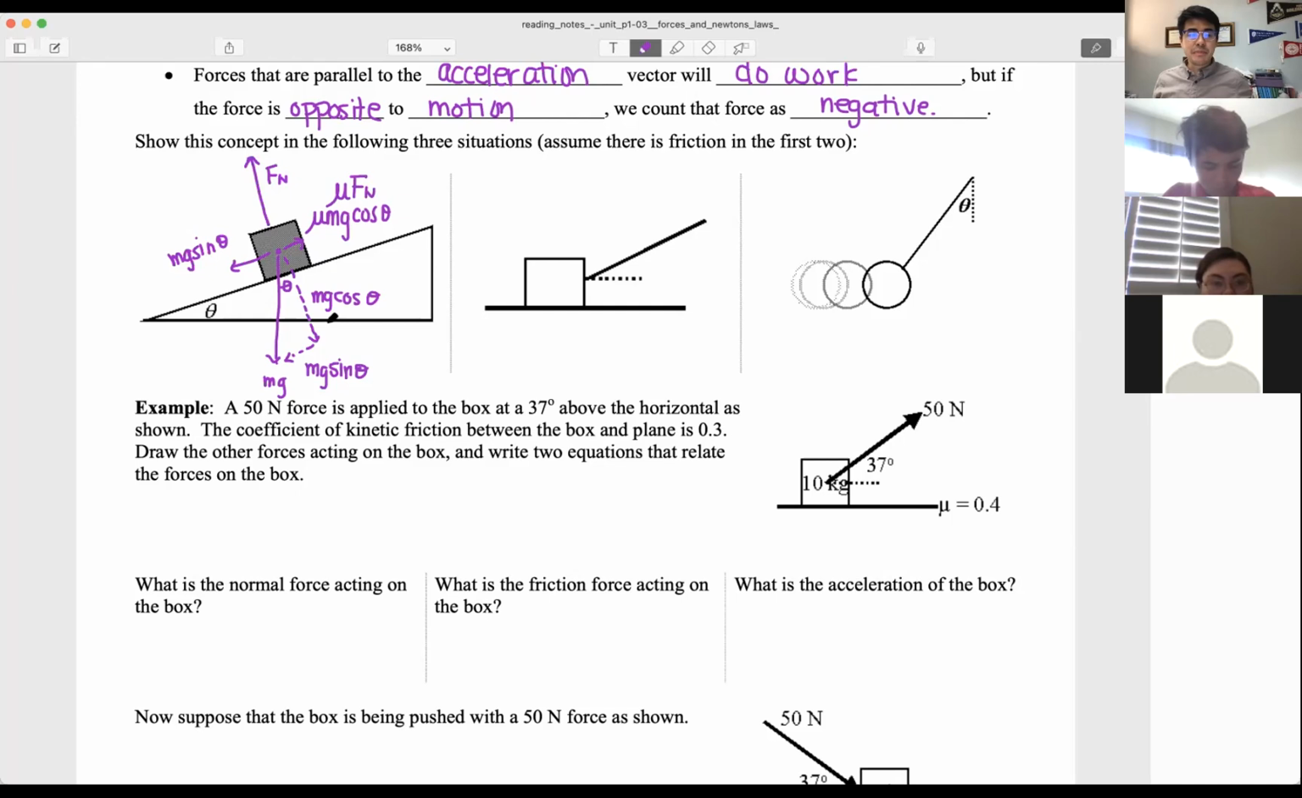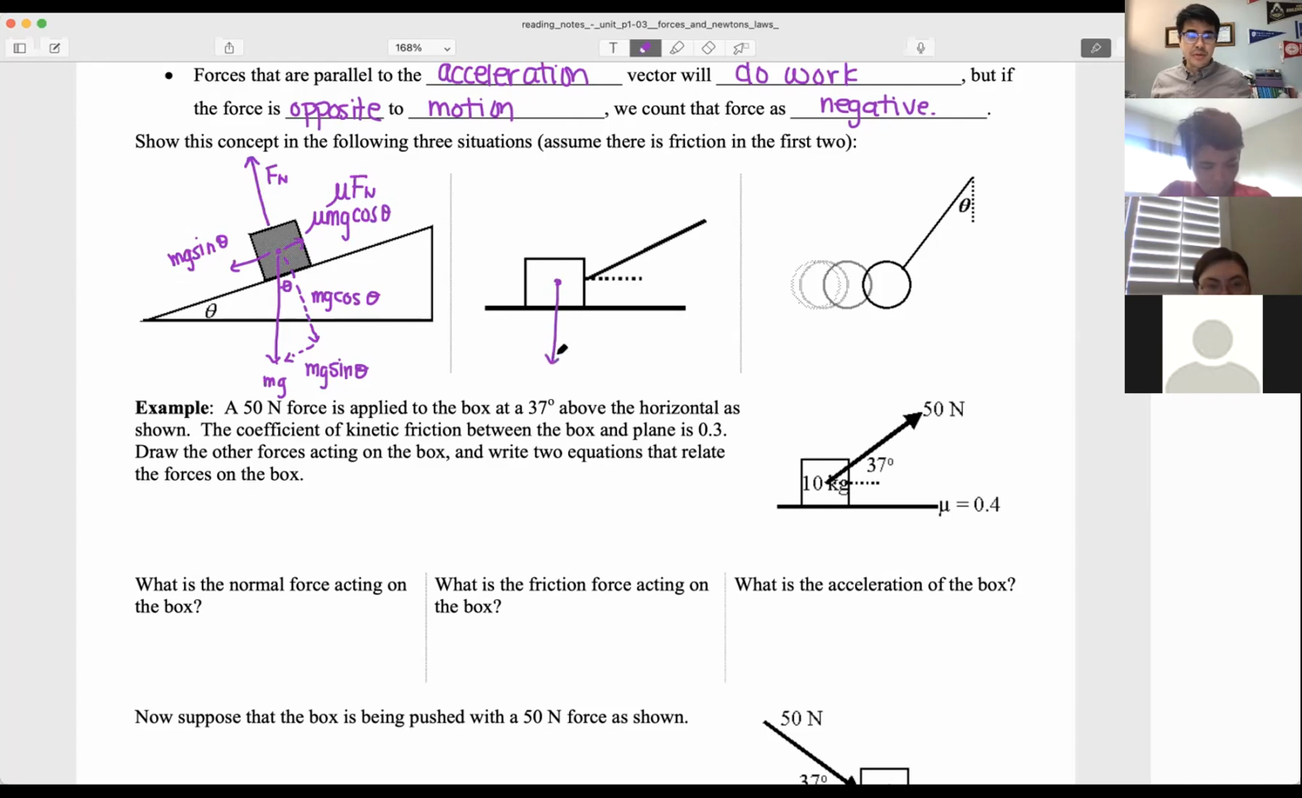I want to make sure you're comfortable with this version because this one is super common. You shouldn't spend too much time setting this up. If you're struggling with this, make sure you review how to break this up.